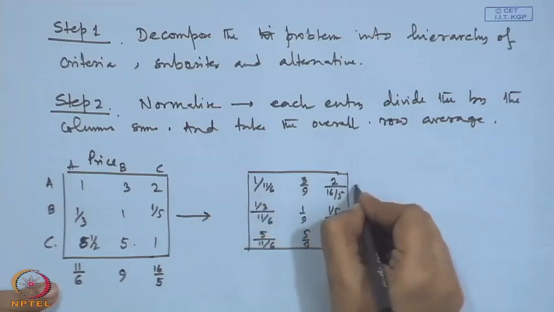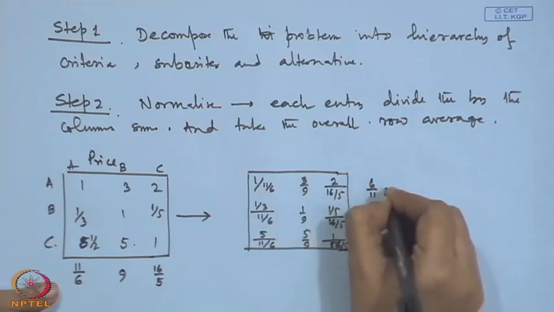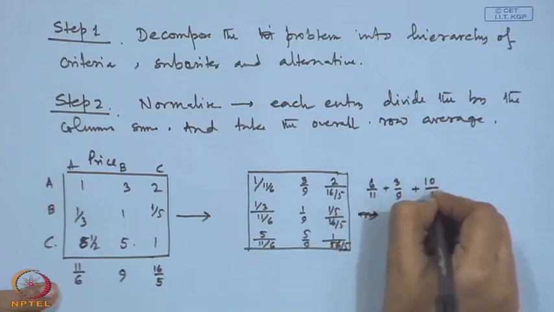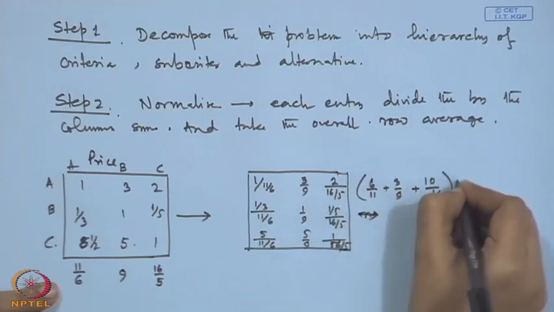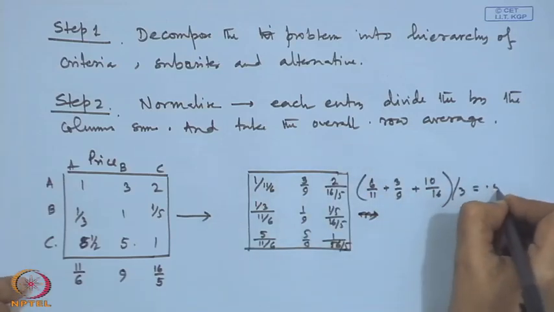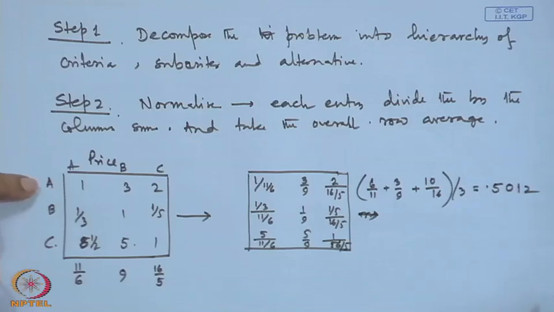If I consider the sum of these three, that is 6 by 11 plus 3 by 9 plus 10 by 16, and if we divide by 3, we are getting the value 0.5012. That is the priority of A we are calculating.